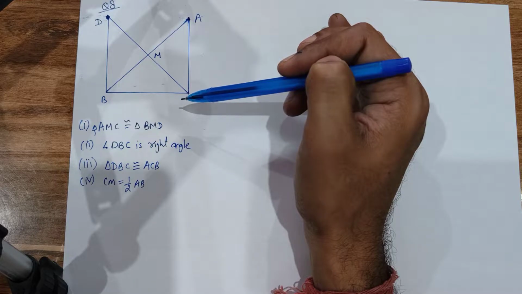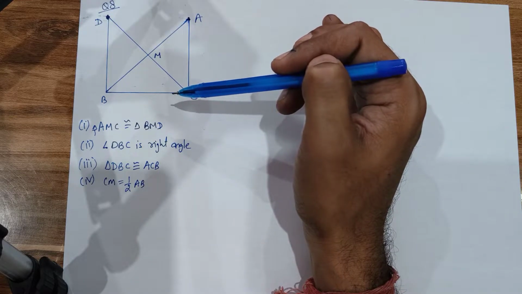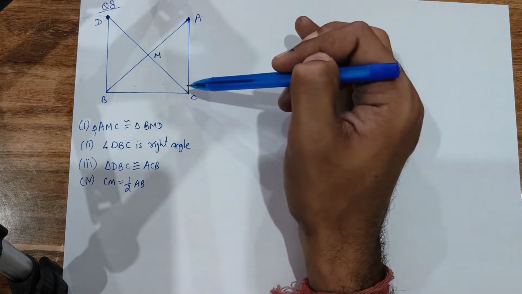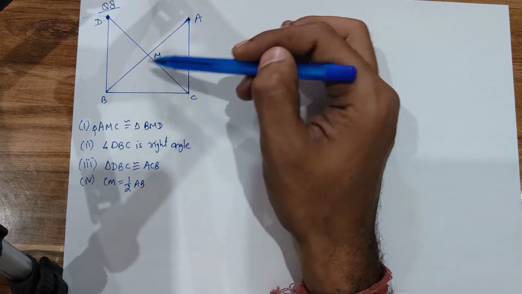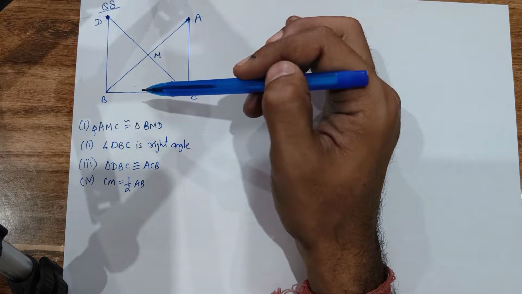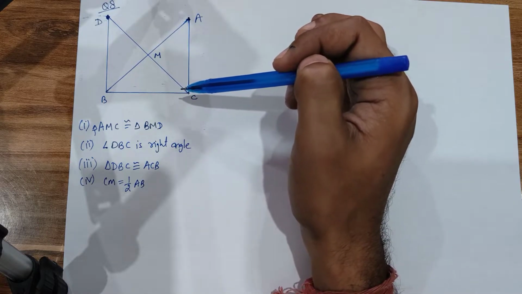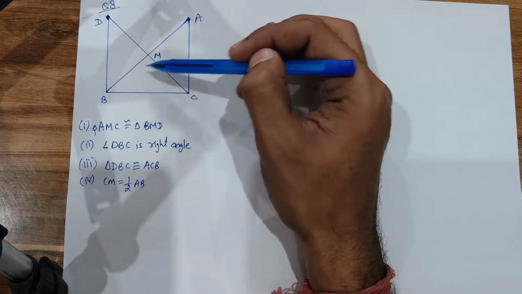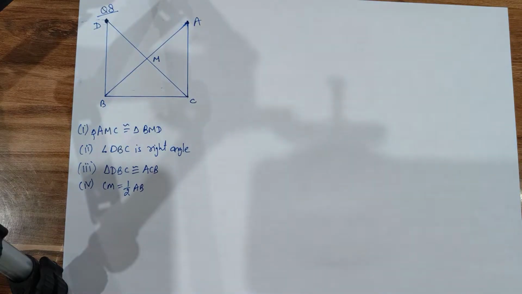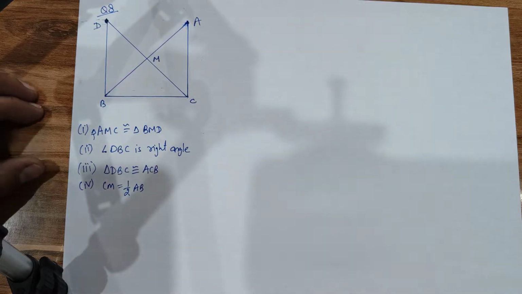In the third part, we have to show that triangle DBC is congruent to triangle ACB. So these two triangles are congruent. And in the fourth part, we have to show that CM is half of line segment AB. Now we read the given data.